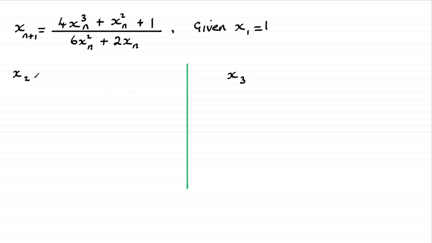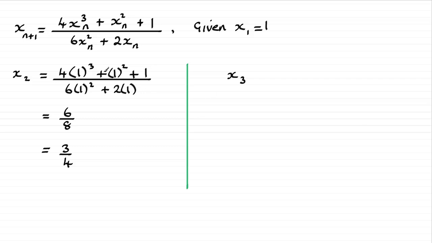So to get the second approximation, x2, all we need to do is substitute 1 in for x1 into here. So if you do that, you should find you get this result here. You can see I've substituted 1 into our equation. We end up with 6/8, which reduces to 3/4.